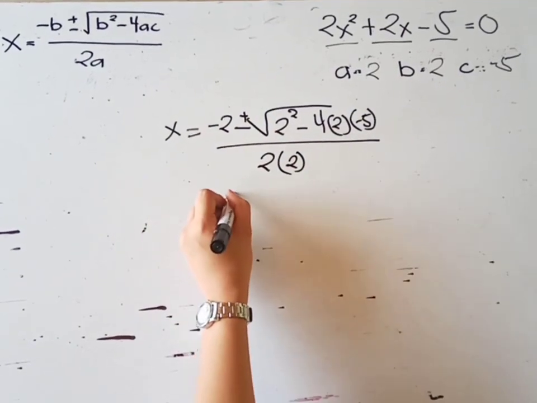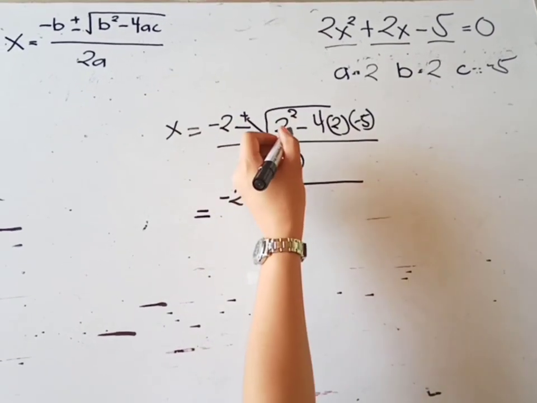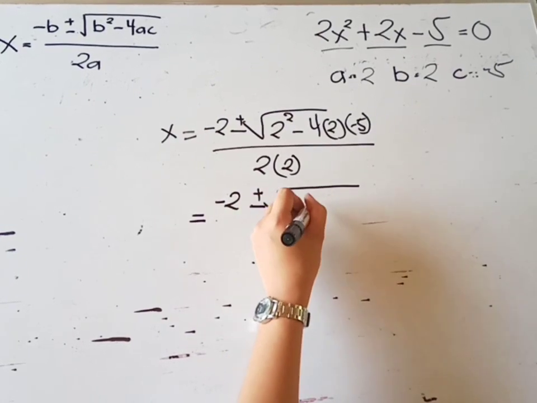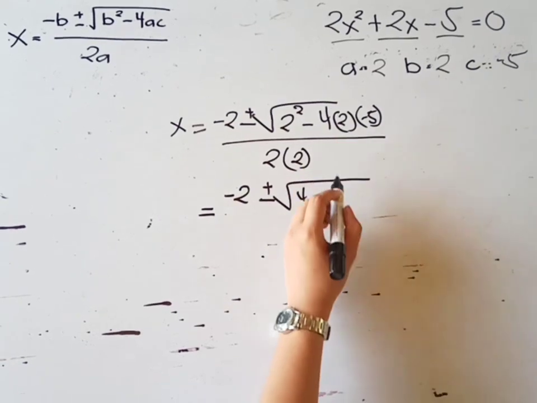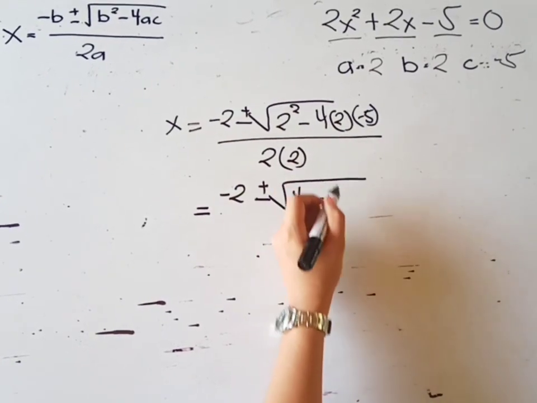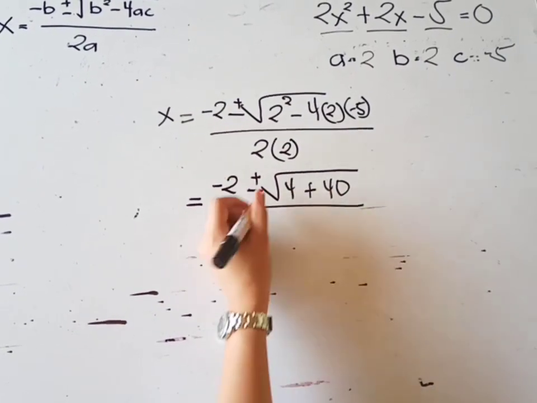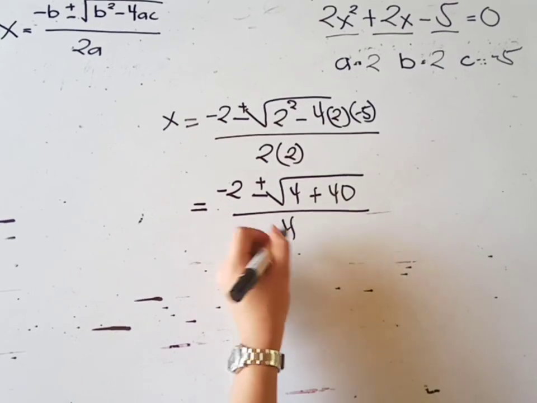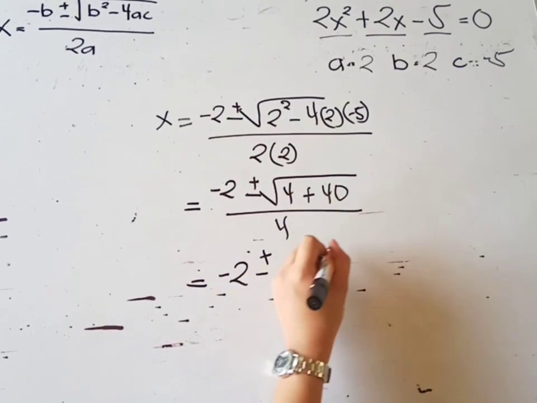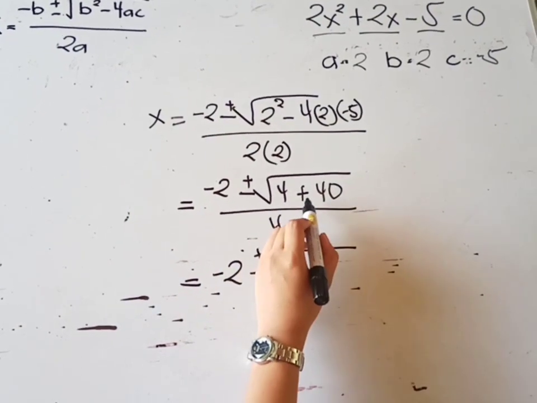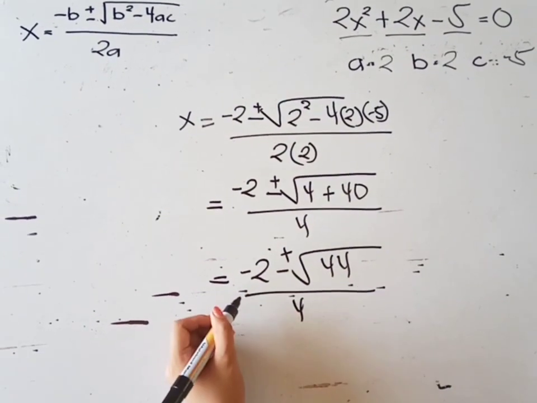So we have negative 2 plus or minus the square root of 2 squared, which is 4, minus 4 times 2 times negative 5, which is negative 40. A negative times a negative is a positive 40. And 2 times 2 is 4. So we have negative 2 plus or minus the square root of 4 plus 40, which is 44, all over 4.